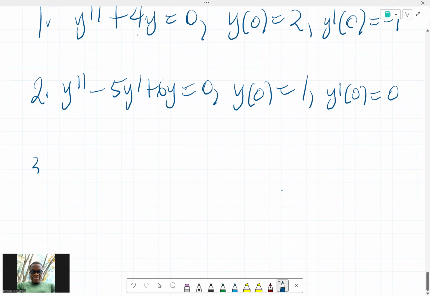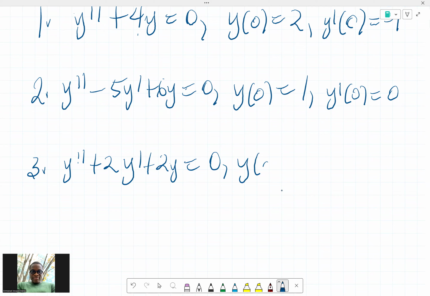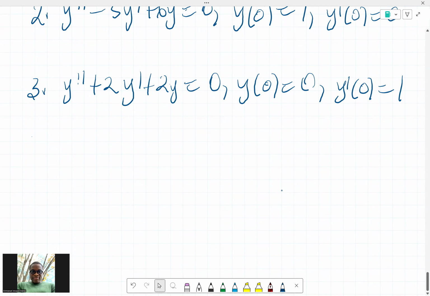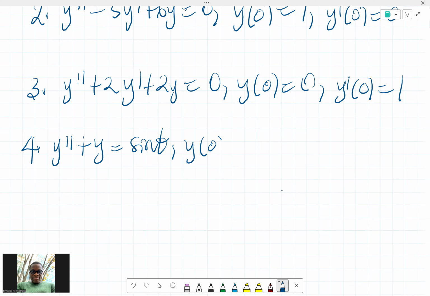Question 3, y prime prime plus 2y prime plus 2y equals 0, y of 0 equals 0, y prime of 0 equals 1. Question 4, getting tougher. y prime prime plus y equals sine t, y of 0 equals 0, y prime of 0 equals 1.